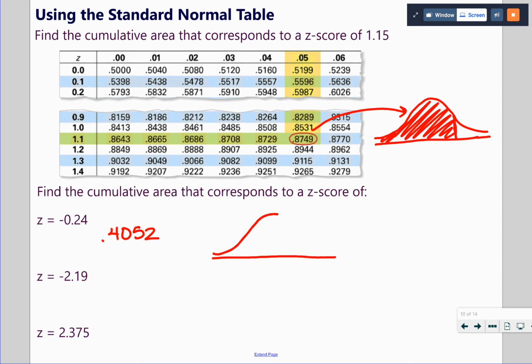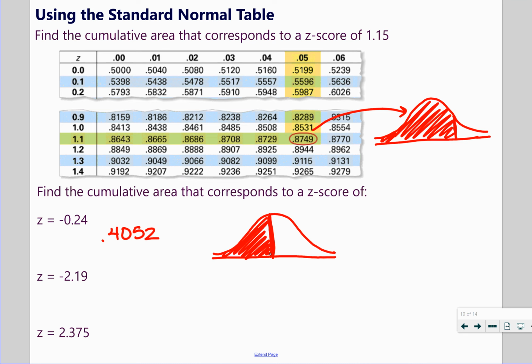Okay, and again, if you want to check it, negative 0.24 is just a little to the left of my mean. Maybe like there, shade there. I could probably draw it a little bit further to the left. It's about 41% of my data is located in that region, to the left of negative 0.24 standard deviations.